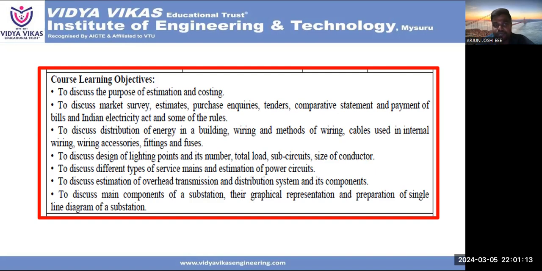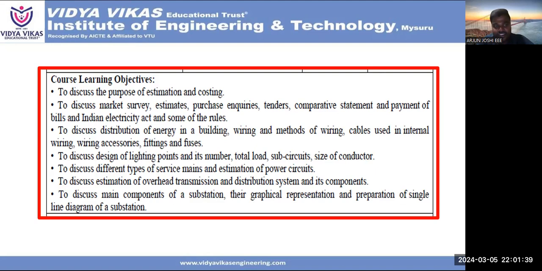That's why we discuss the purpose of estimation and costing. There are many subjects: electrical estimation and costing, civil estimation and costing, mechanical estimation and costing, computer science estimation and costing. But here we will learn only electrical estimation and costing, because we are under the electrical and electronics department. So that's why the subject is called electrical estimation and costing.